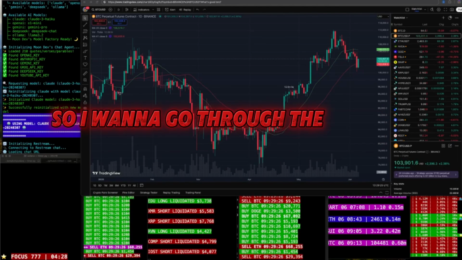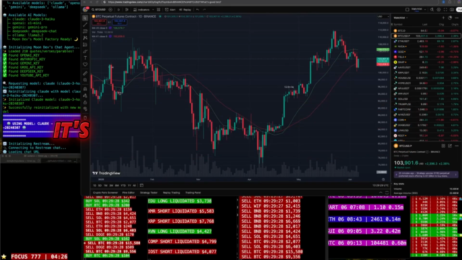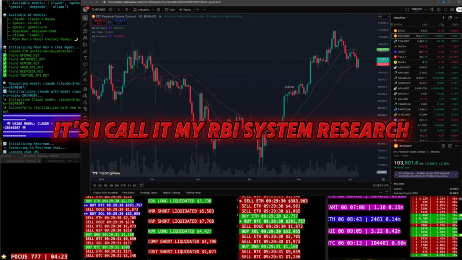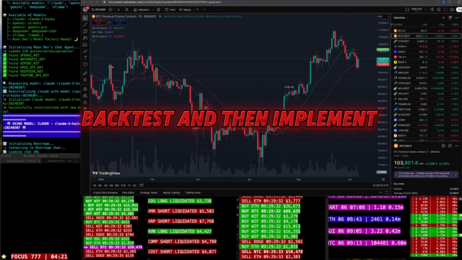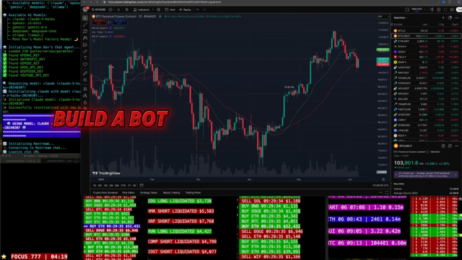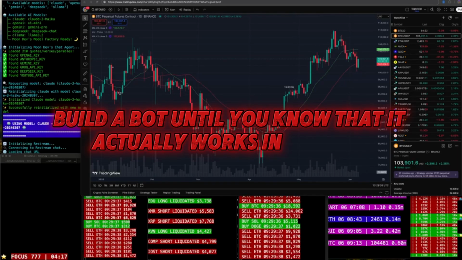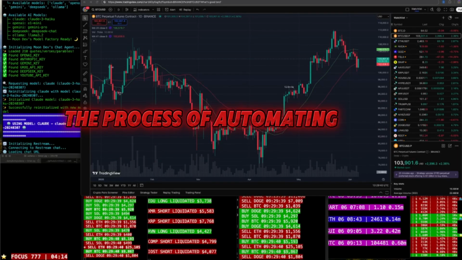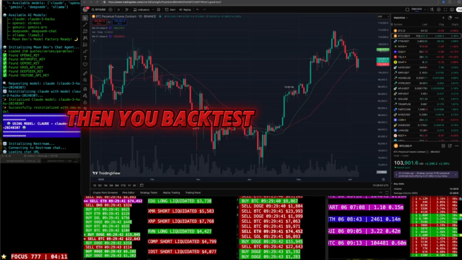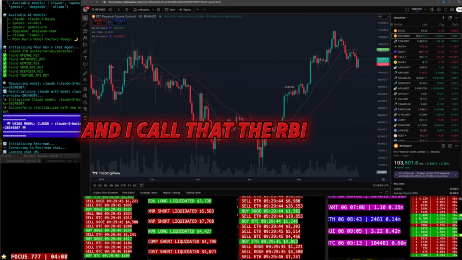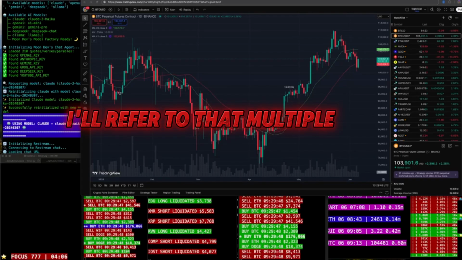So I want to go through the process of automating your trading. Again, I call it my RBI system: research, backtest, and then implement. Because you never want to build a bot until you know that it actually works in the past. So remember, the process of automating your trading starts with research, then you backtest, and then you implement. And I call that the RBI system. I'll refer to that multiple times here.